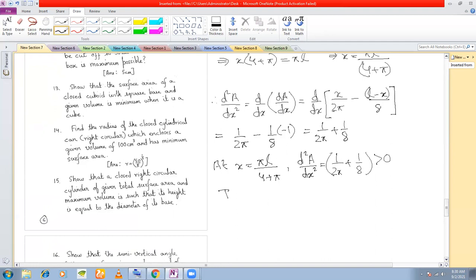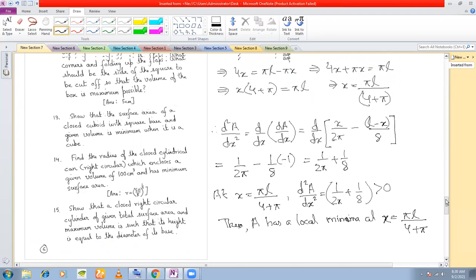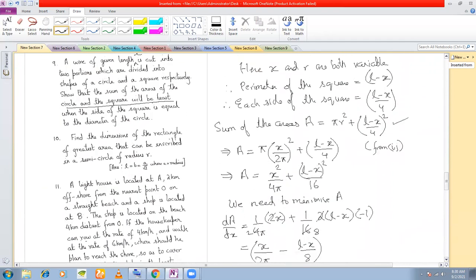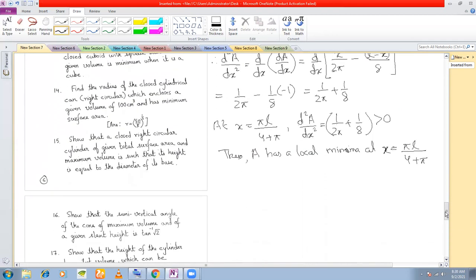What can we say? Thus A has a local minima at x is equal to pi L by (4 plus pi). So what do you have to show here? You have to show that the area will be least. So we have minimized the area. The area will be least when the side of the square is equal to the diameter of the circle. Side of the square is equal to diameter of the circle.